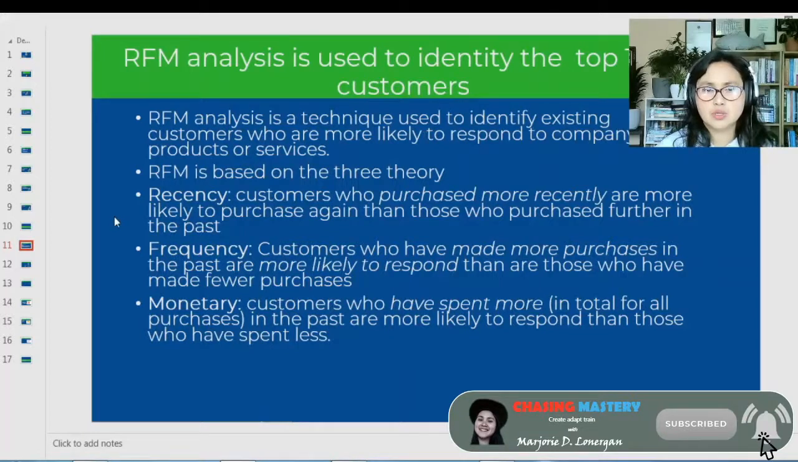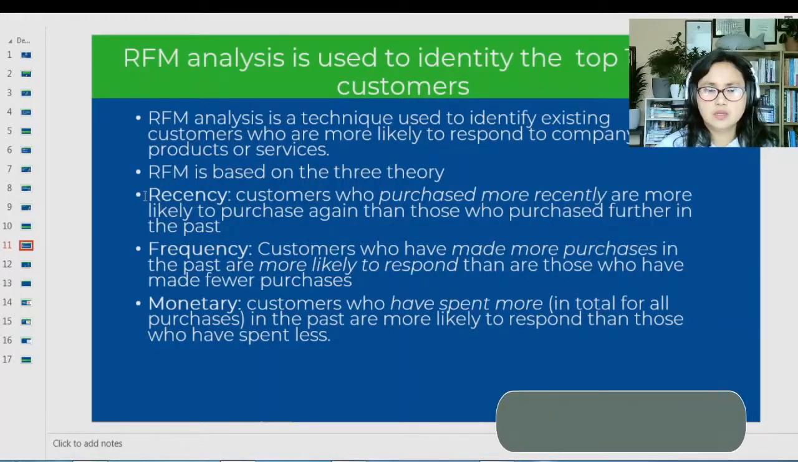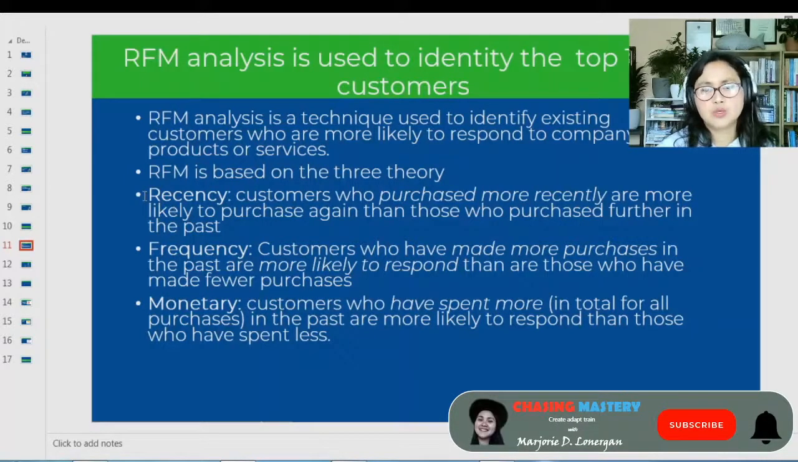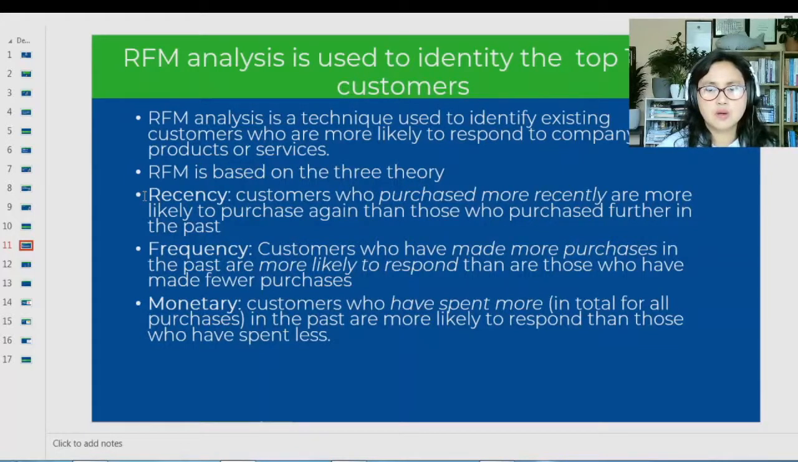RFM is based on three theories. The R is for Recency: customers who purchased more recently are more likely to purchase again than those who purchased farther in the past. Frequency: customers who have made more purchases in the past are more likely to respond than those who have made fewer purchases. And monetary: customers who have spent more in the past are more likely to respond than those who have spent less.